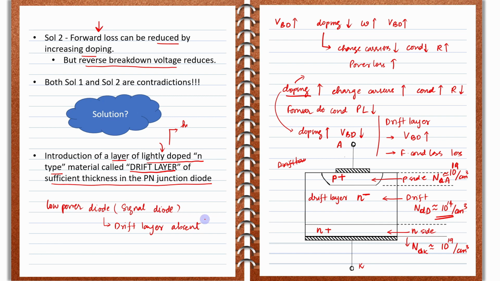So, in the next video, we will see the reverse bias condition as well as forward bias condition while introducing this drift layer. That is very important in understanding how this drift layer is going to give you high reverse breakdown capability and less forward conduction loss. These two topics are very interesting, so we'll see that in the next video.